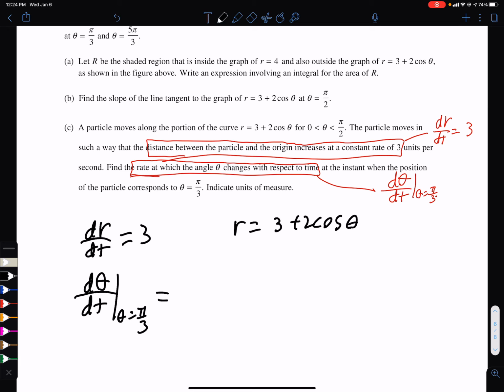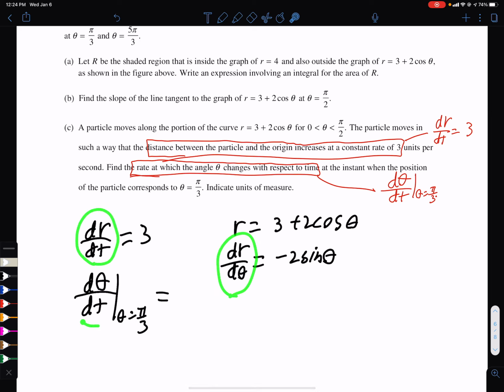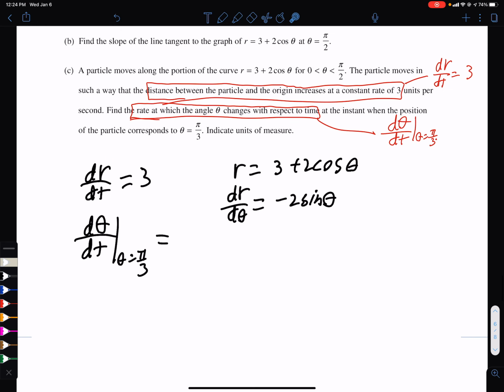Okay. So I want d theta/dt. I have r's and t's. What can I find here? I can find r's and thetas. I'm able to find dr/d theta, and that's going to be minus 2 sine theta. So look, dr/d theta, dr/dt, d theta/dt. These have r's in common, these have t's in common, and these have thetas. So they're all going to tie together.